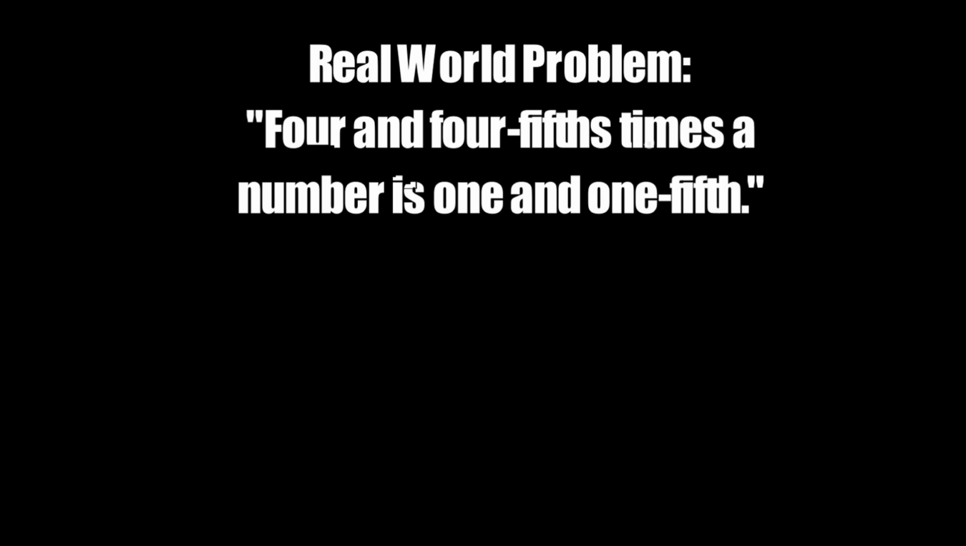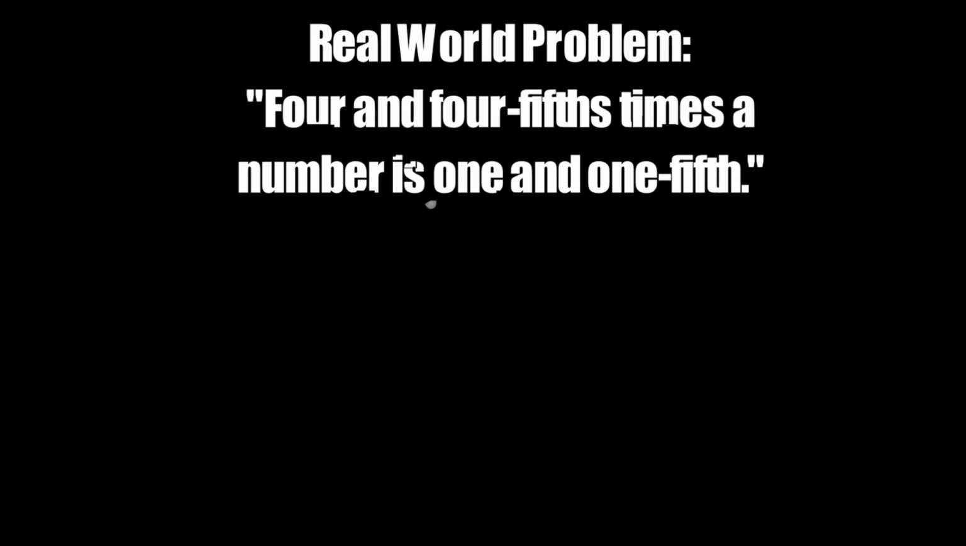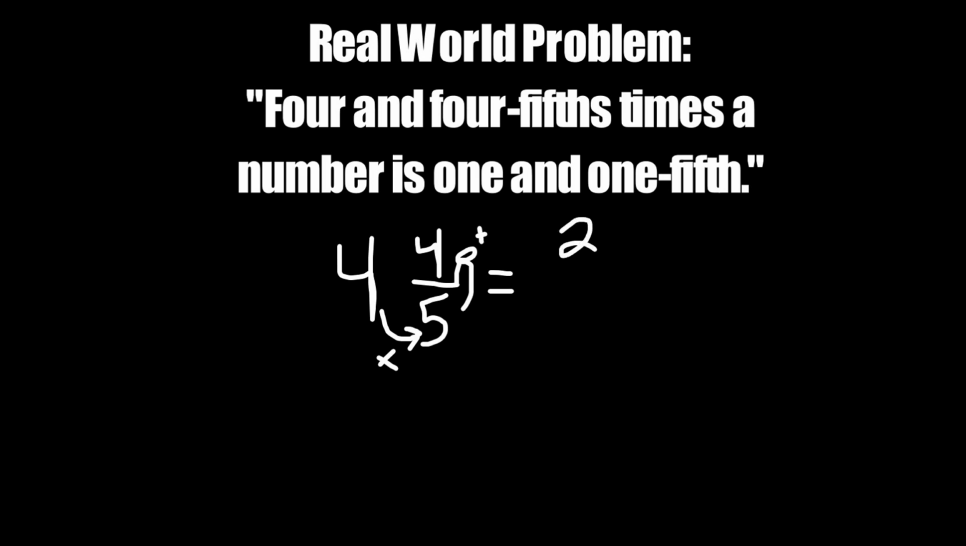Okay, so here is a real world problem. 4 and 4/5 times a number is 1 and 1/5. So first we're going to be converting the mixed fractions to improper fractions. So 4 and 4/5, which is going to equal, if you don't remember how to do that, it's easy. Just multiply by the denominator. 4 times 5 is 20, and add 4. That will give us 24. So that is going to be 24 over 5.